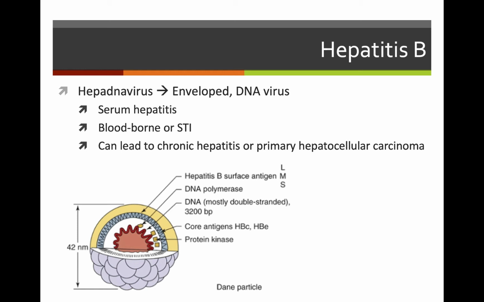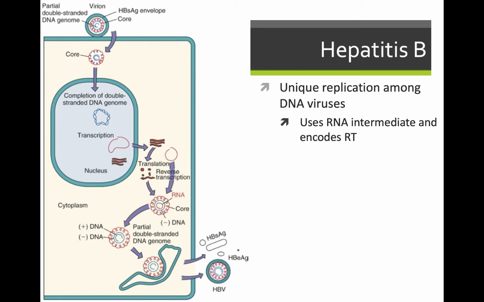And aside from the fact that you may want to be vaccinated to protect yourself from infection, which is always recommended, you also want to prevent hepatitis B infection specifically because it can lead to chronic hepatitis, which could eventually progress into hepatocellular carcinoma or liver cancer. Hepatitis B is weird. The hepadnaviruses are weird. They have a very unique type of replication among the DNA viruses. Why they do this, we don't know.